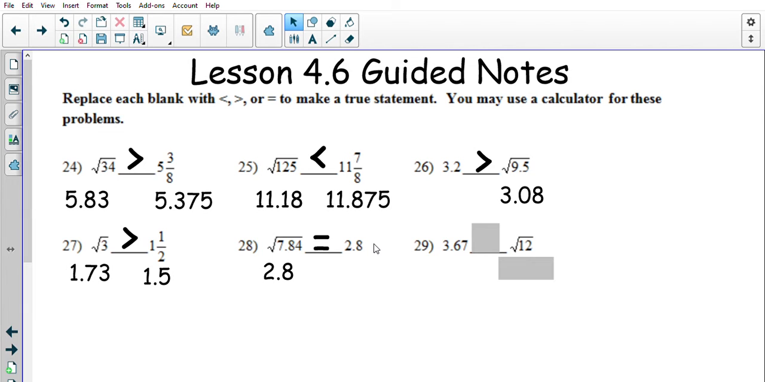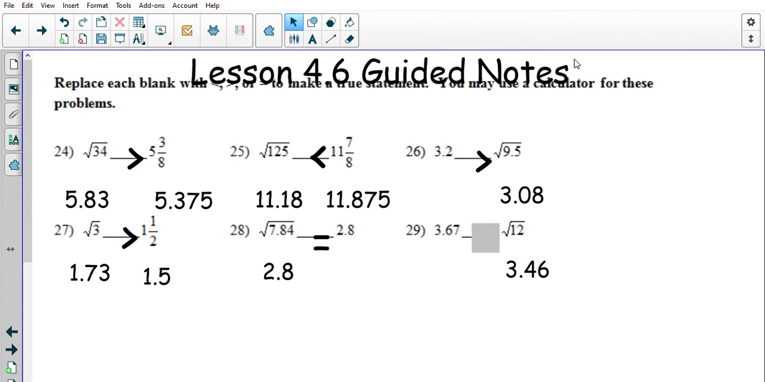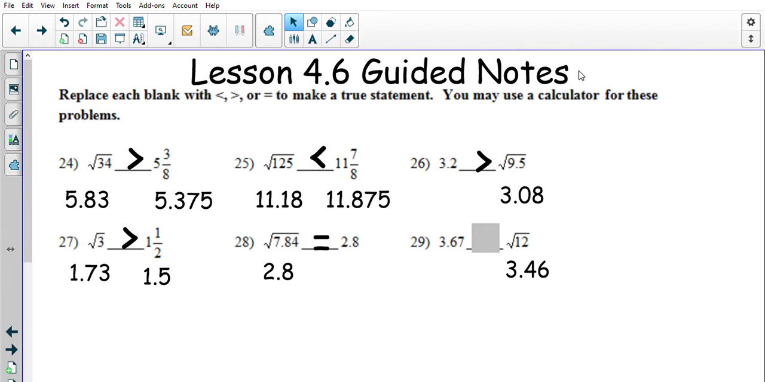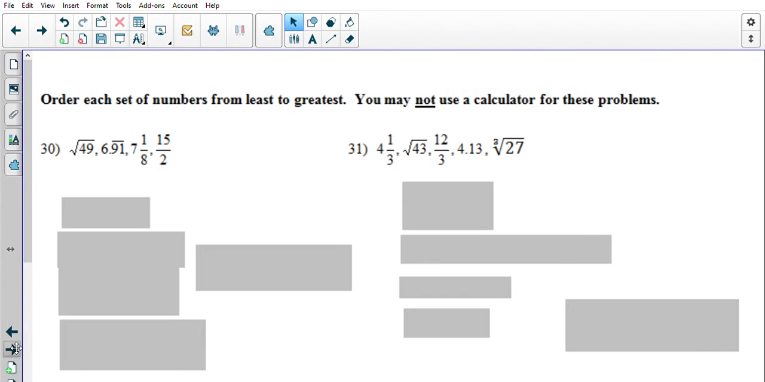Last one of these, number 29, the square root of 12, I plug it into my calculator, and it gives me about 3.46. So 3.67 is going to be, once again, greater than the square root of 12. These are ones, of course, you could certainly try on your own. With calculators, this is just giving us a chance to practice comparing decimals, but also just plugging these things into our calculator as well.